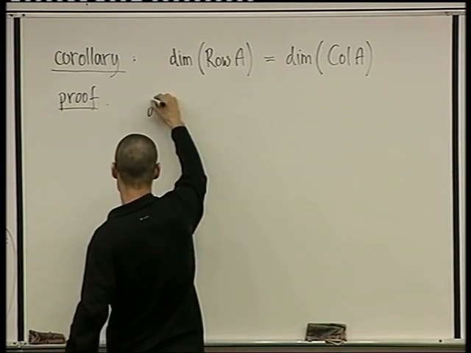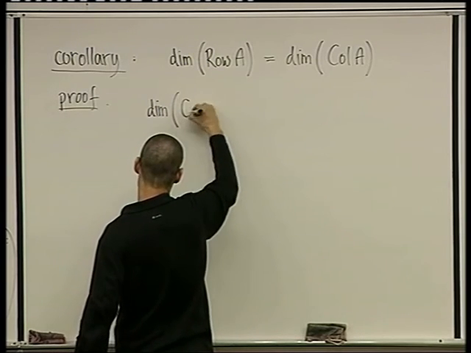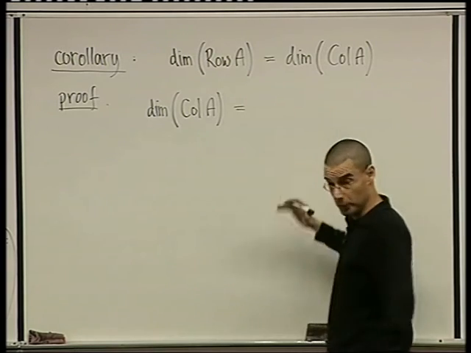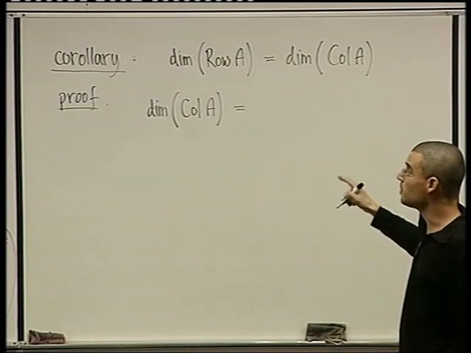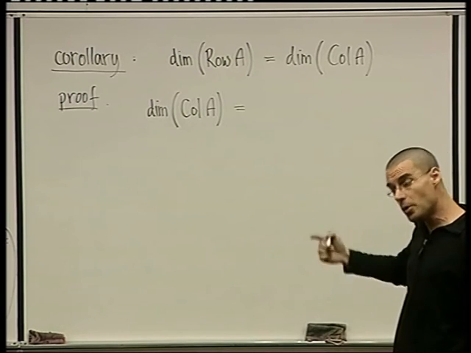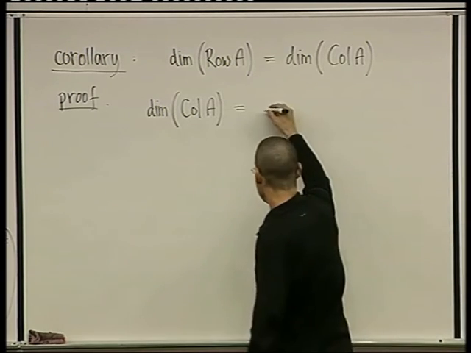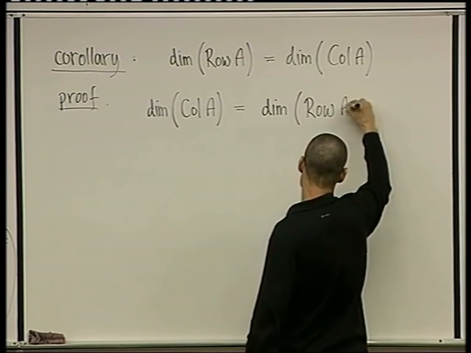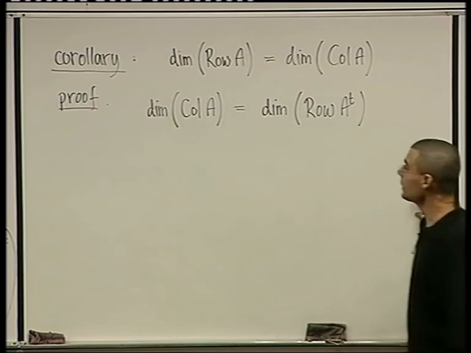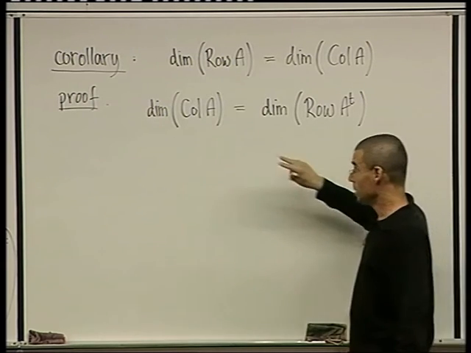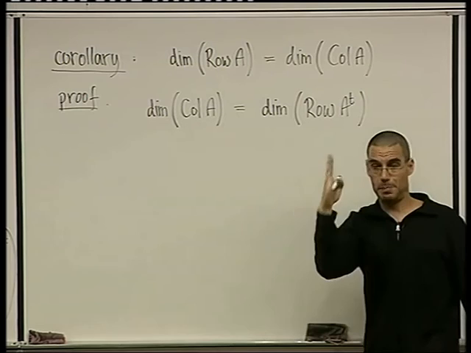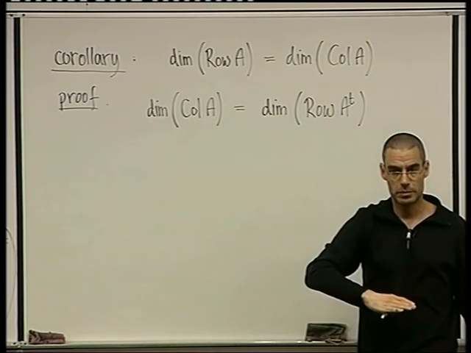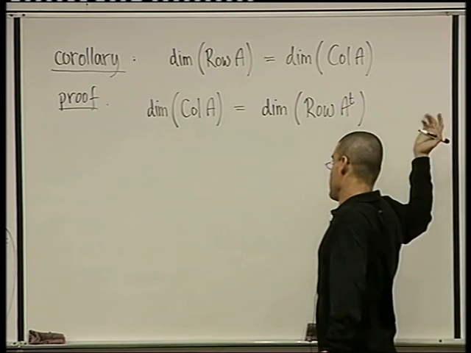So what is the dimension of the column space of A? We observed and agreed that the column space of A is the same as the row space of the transpose matrix. So this is the same as the dimension of the row space of A transpose. Do you agree? The column space of A, what's spanned by the columns, is precisely what's spanned by the rows of the transpose. Good? So their dimensions are the same.